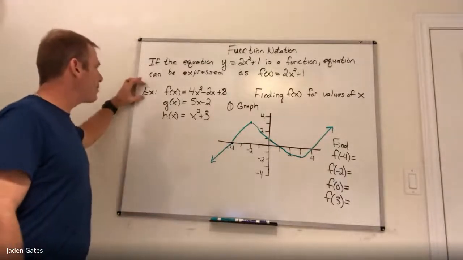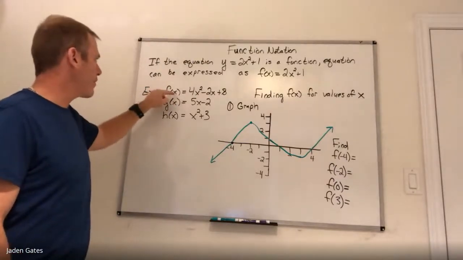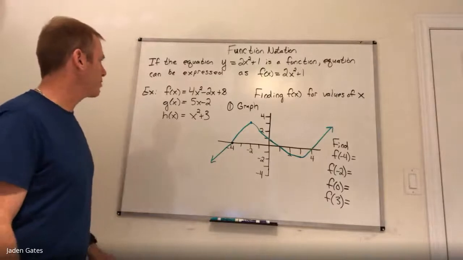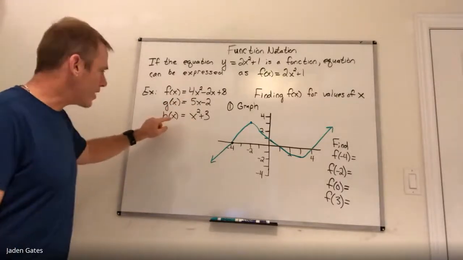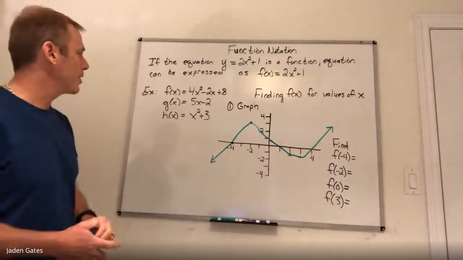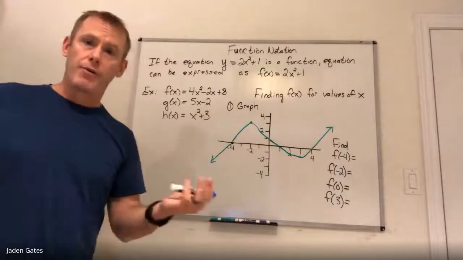Now, some examples of function notation: you just don't have f of x. You could have f of x equals 4x squared minus 2x plus 8. You could have g of x equals 5x minus 2. You could have h of x equals x squared plus 3. All it means is when you have a different letter, you just have a different equation.